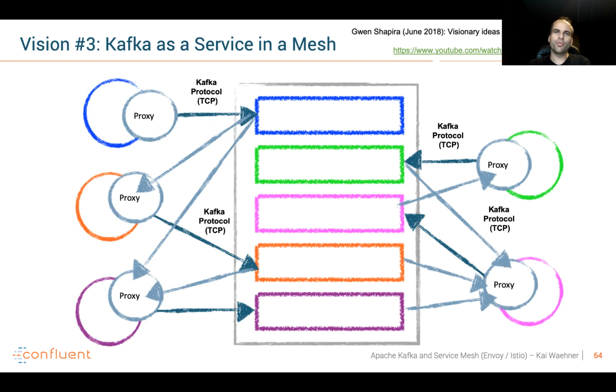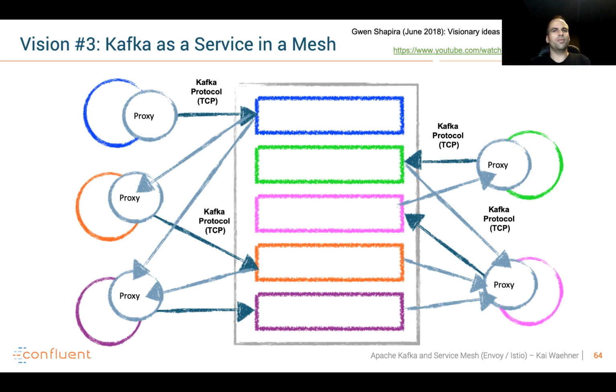The third vision is that you could use Kafka as a service mesh. So this simply means that you directly use the proxy of a service and communicate with Kafka as TCP protocol. So that's another great thing. I will cover that in a few minutes in more detail.